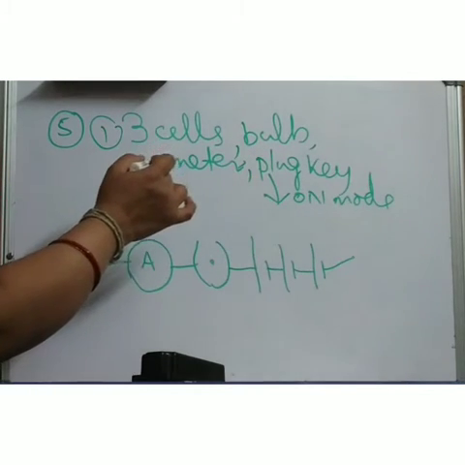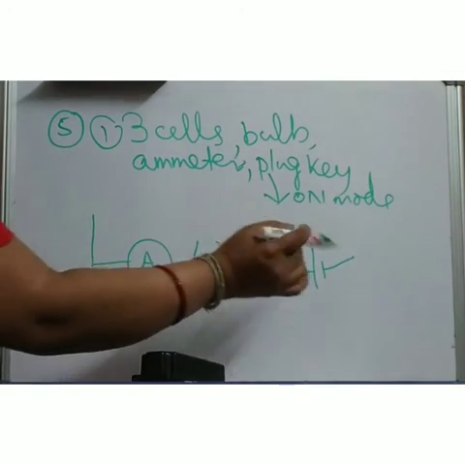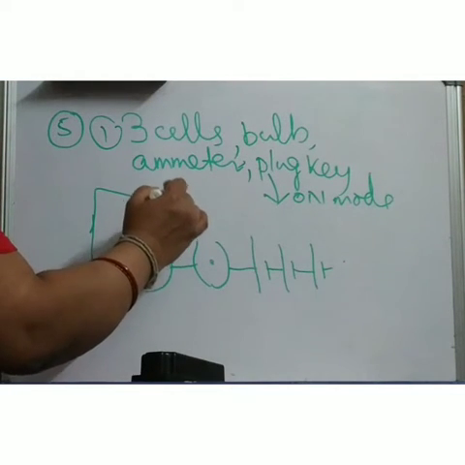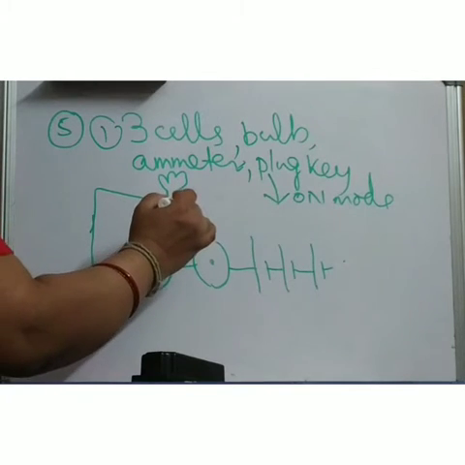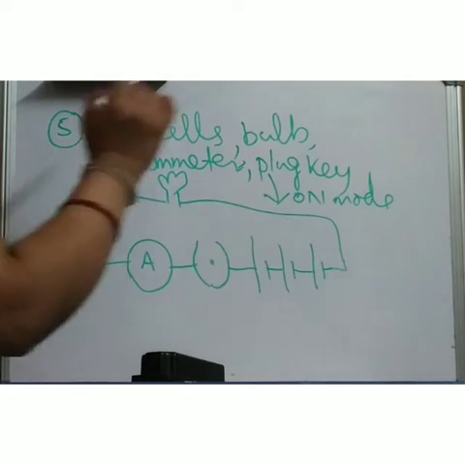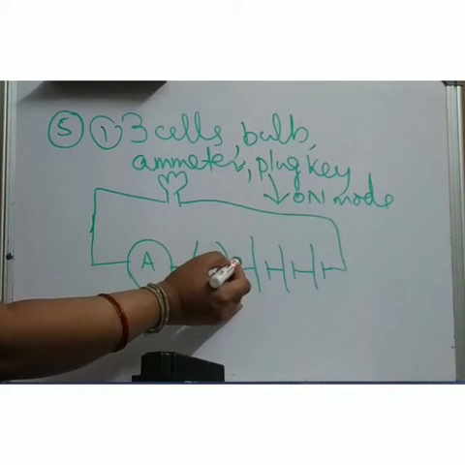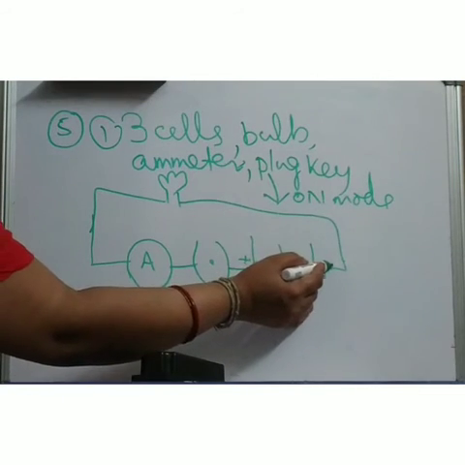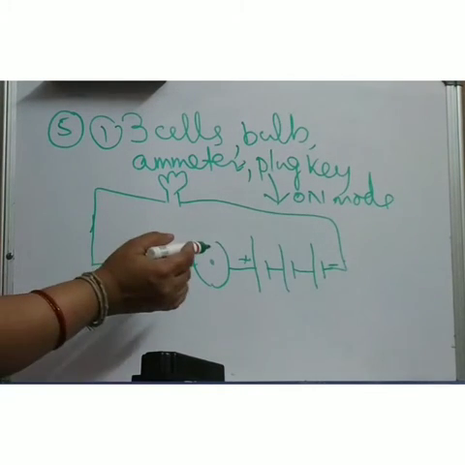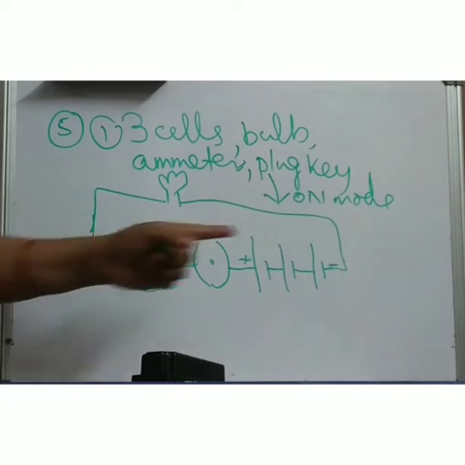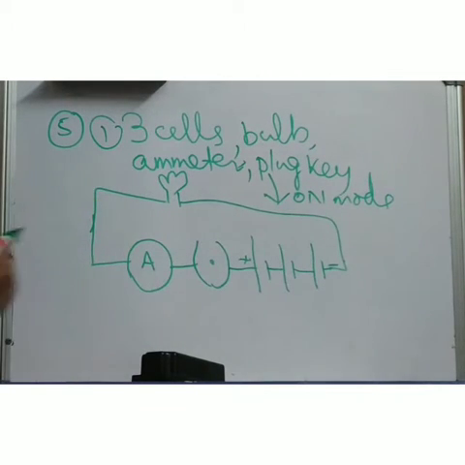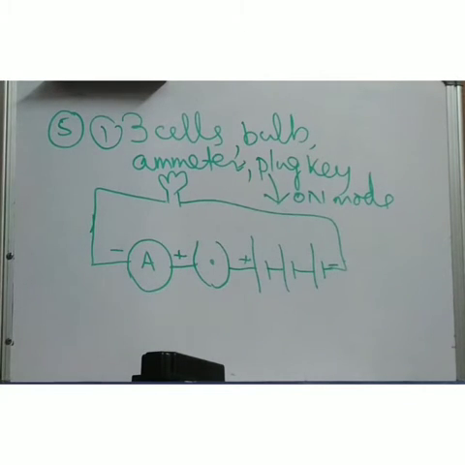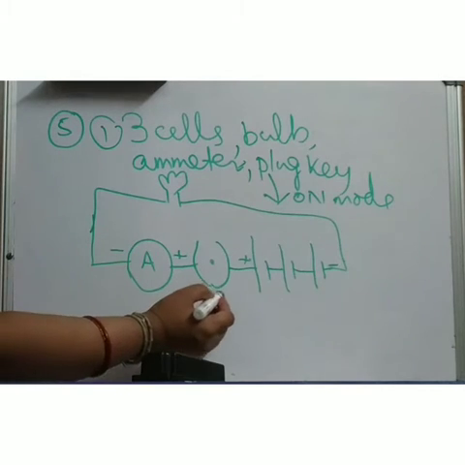Then key over, cells over, ammeter over. Only the bulb is left. How to draw the bulb? Like this you can do and connect. This is your positive terminal, this is negative, this is positive, this is negative, this is positive, this is negative. So ammeter positive to positive, negative to negative. Give a positive sign over here and a negative sign over here. Is it clear?